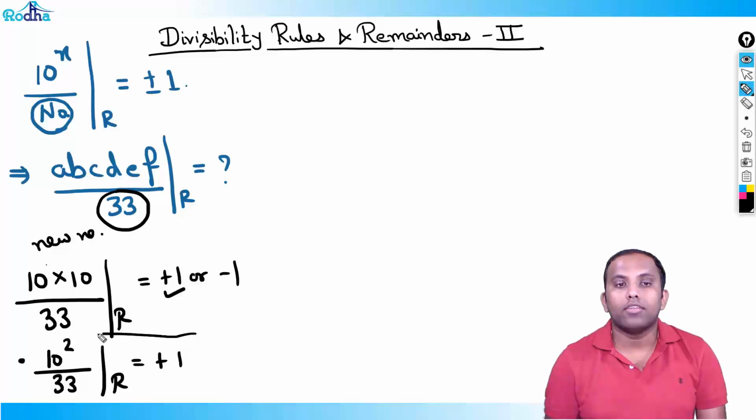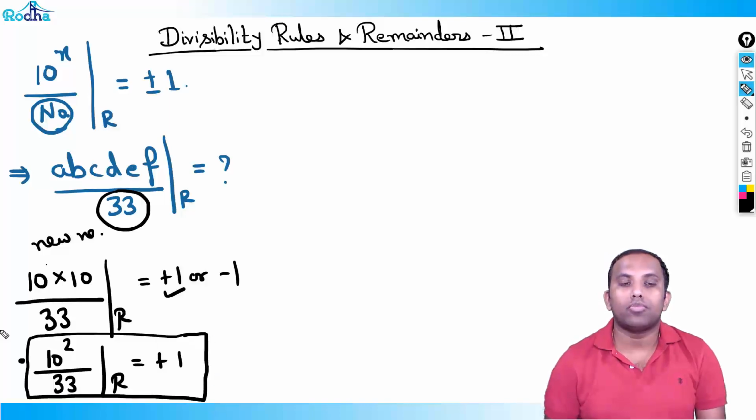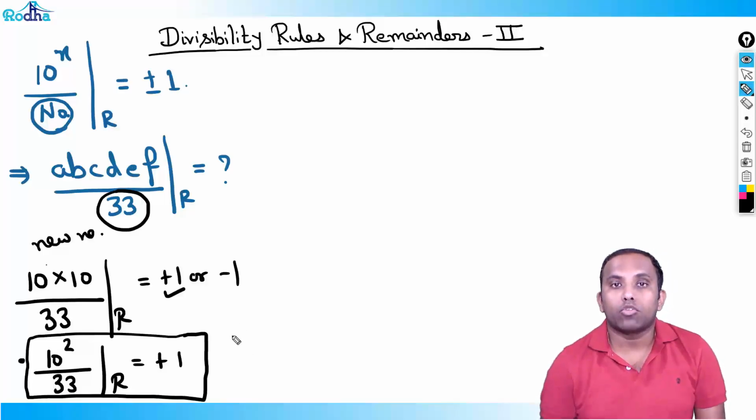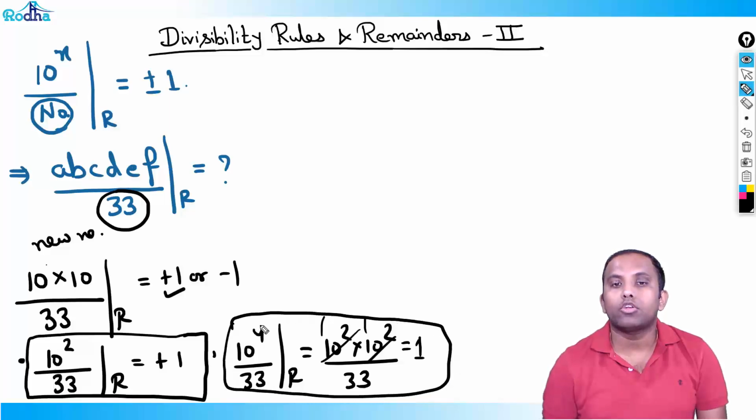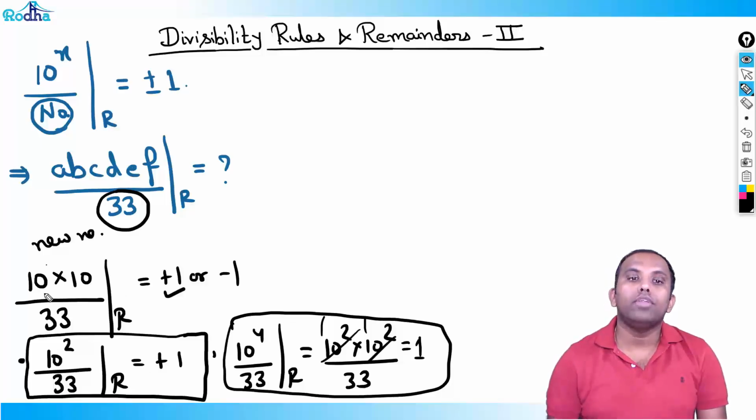Now listen very carefully, this is a very important concept. If 10 square by 33 gives a remainder of plus 1, that means every multiple of 10 square on dividing by 33 will give a remainder of plus 1 only. So 10 raised to 4 by 33 has remainder plus 1 only, because 10 square into 10 square gives 1 into 1, which is 1. Similarly, 10 raised to 6 by 33 is also 1.